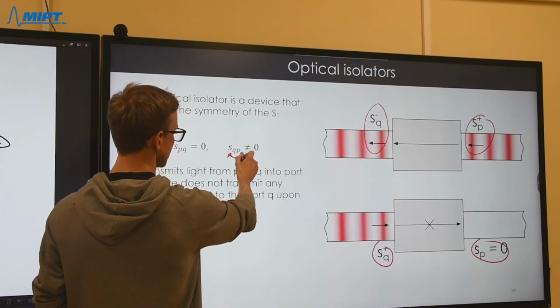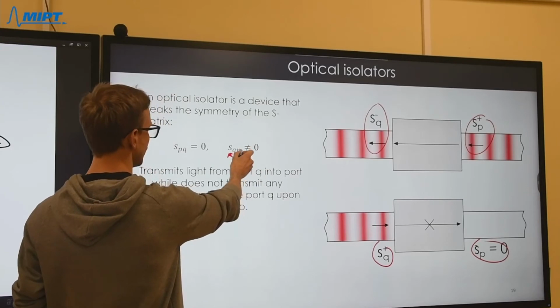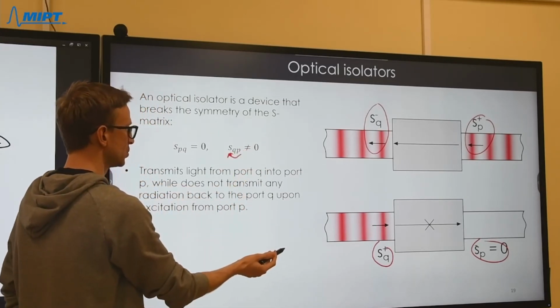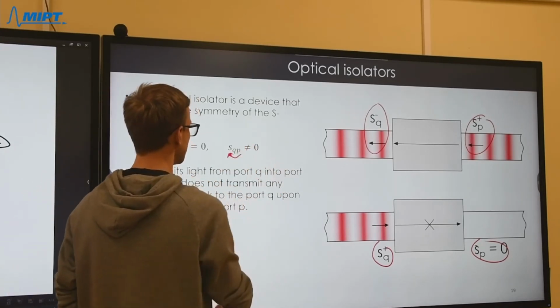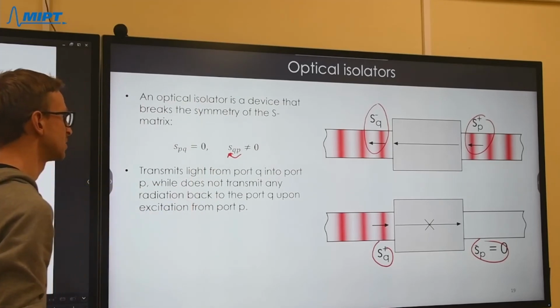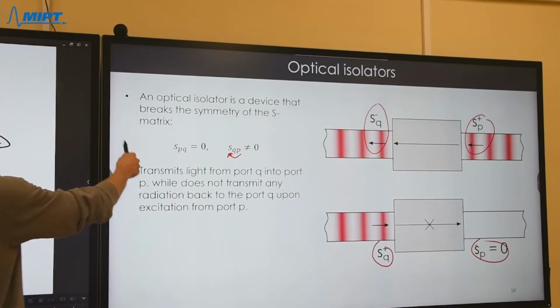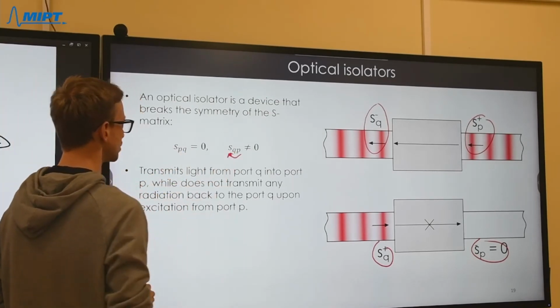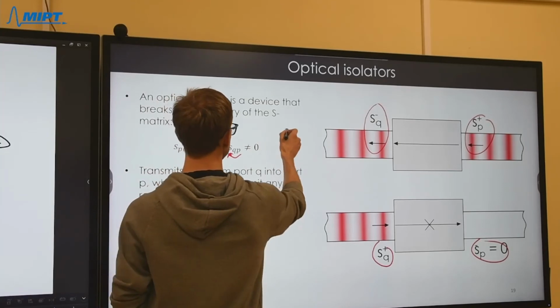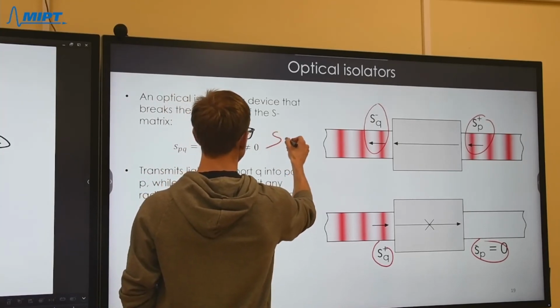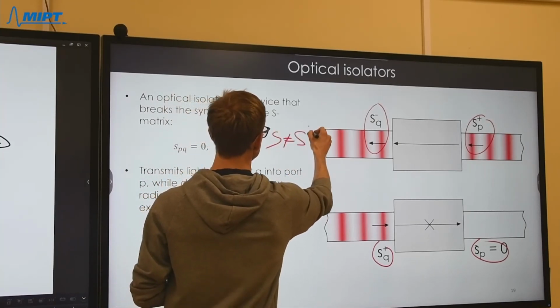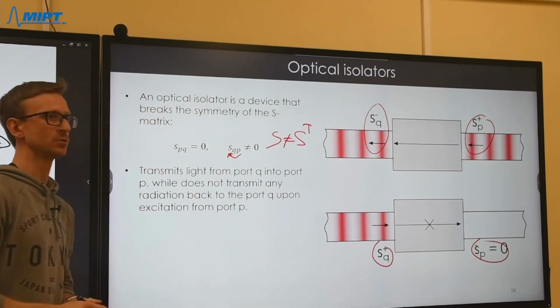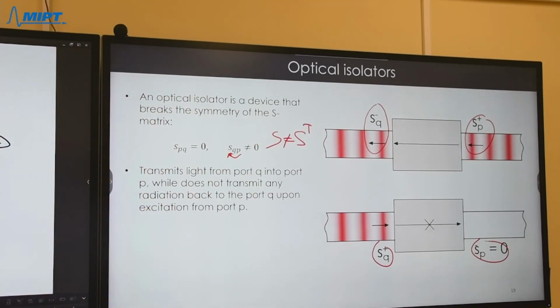The second index is where from, and the first index is where to, right? So S_QP does not equal 0, S_PQ at the same time equals 0, and obviously this violates the symmetry property that we just established a minute ago. It means that S_PQ does not equal S_QP, so S does not equal S^T. So the system must be non-reciprocal in order to enable optical isolation, right?